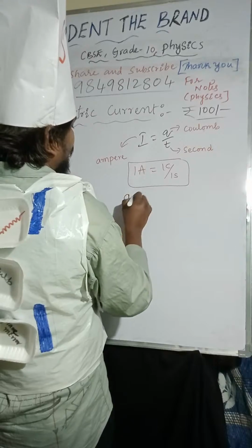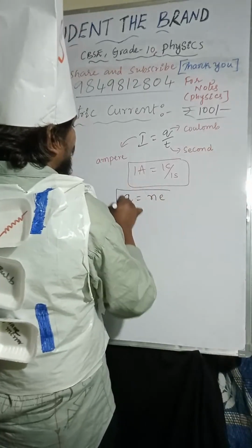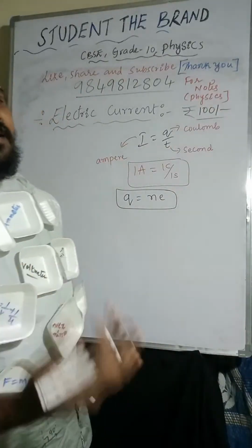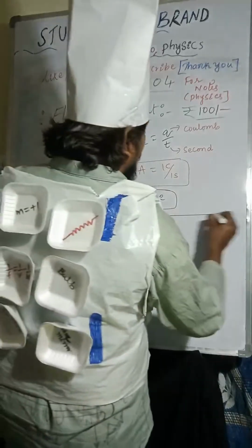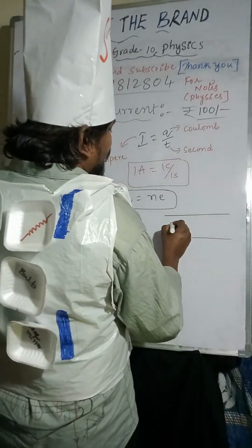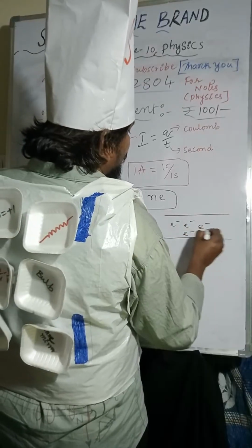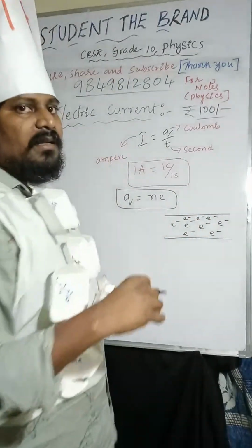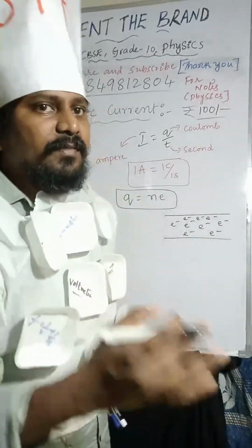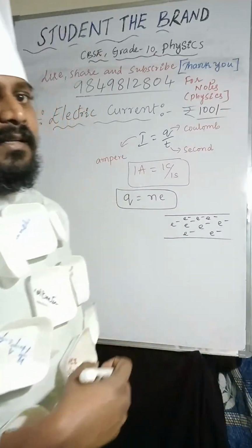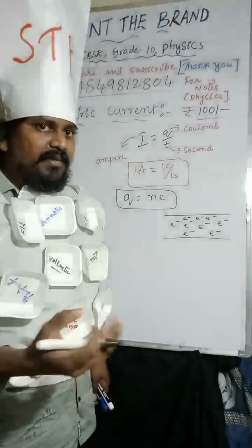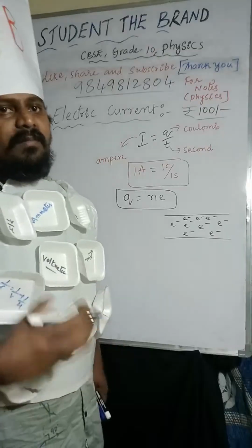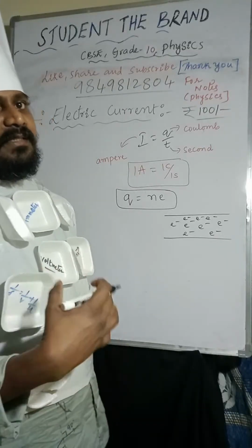Now, Q equal to NE. Why are we taking NE? Because of quantization of charge. Electrons are moving inside the conductor. Can you say that if only one electron flows, current is flowing, or only two or three electrons are flowing, current is flowing? No, we can't say like that. Only when a number of charges, a number of electrons, are moving can we say current is flowing.